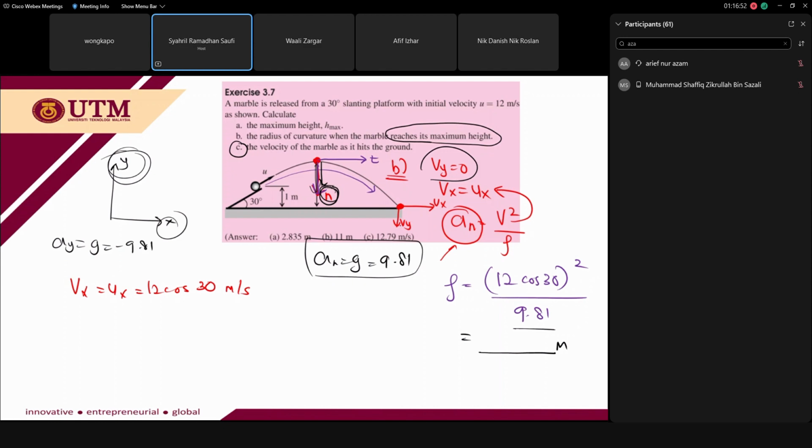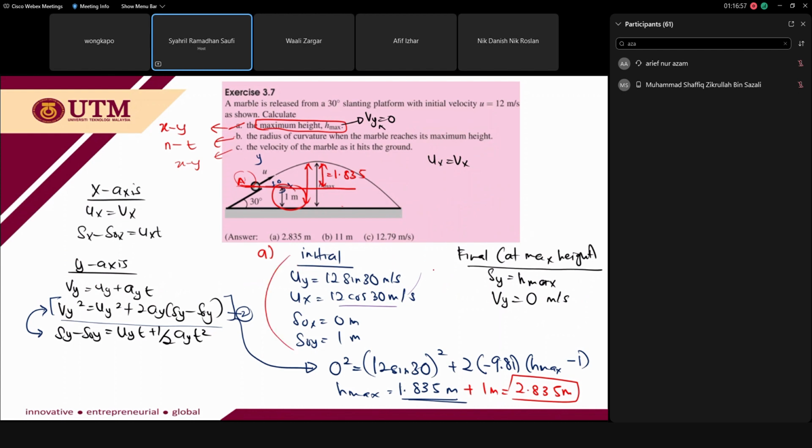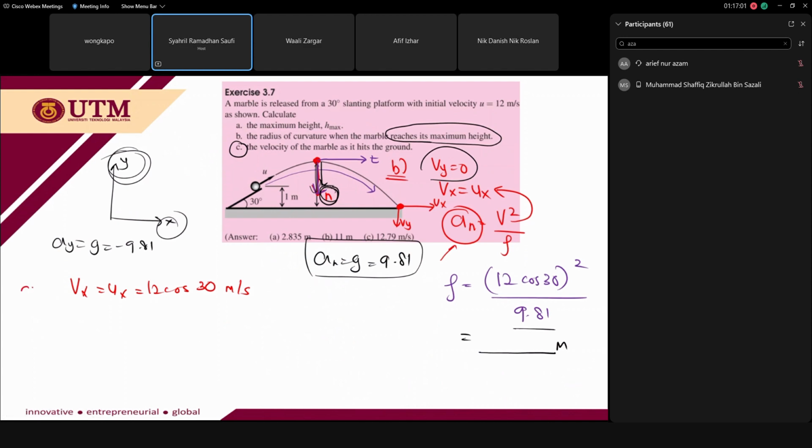Okay, Vy. If I refer back to the initial point, let me list again. For question C, the initial is still the same, which means I have Ux equal to 12 cos 30, Uy is equal to 12 sin 30, S naught x is 0 meter, and S naught y is 1 meter. Now my final location is actually at the ground. So now this is my final. At the ground here, what information do we have? We only have SY. This is your reference point, and the point here is below the reference point, which is 1 meter below.